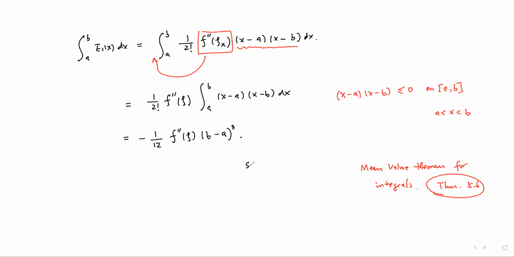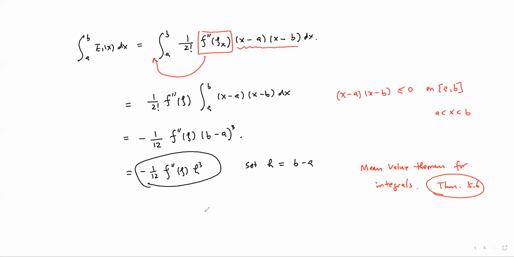If you set h to be the distance between x0 and x1, in this case it's b minus a, then we get h cubed. So the trapezoid rule is an order-three formula.